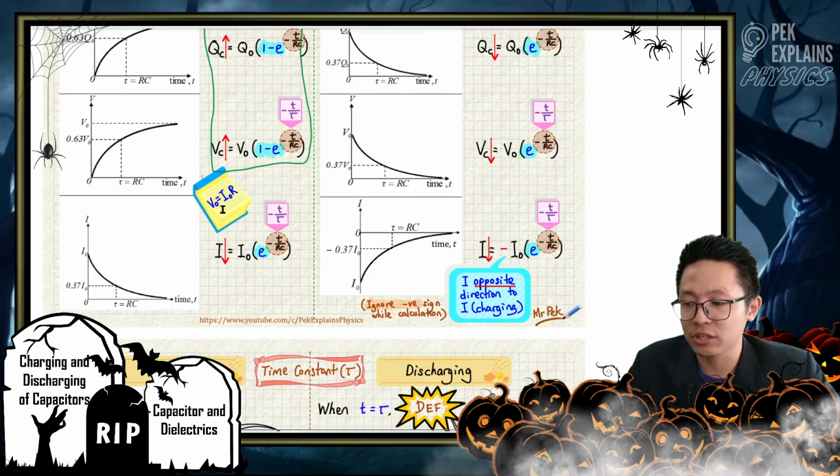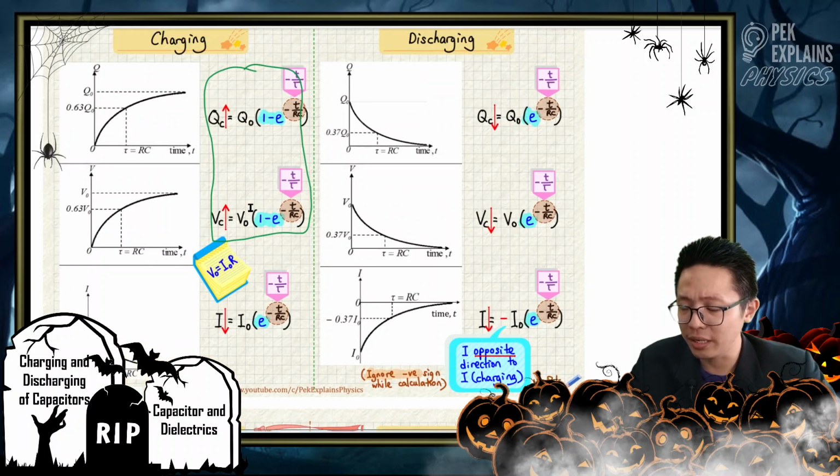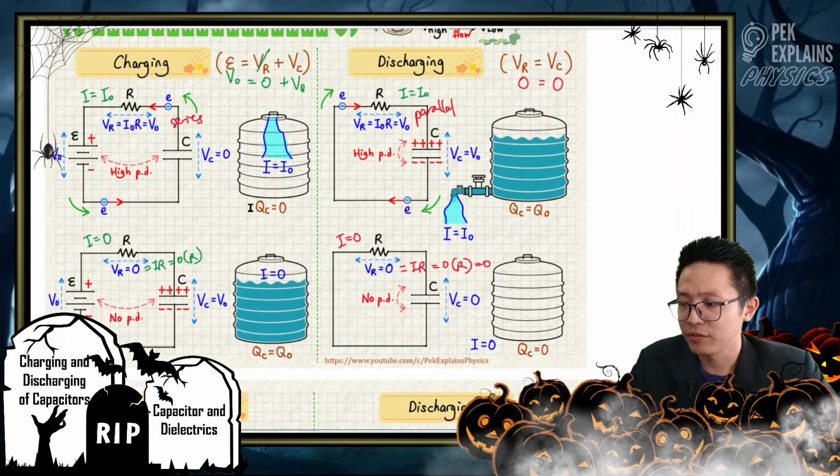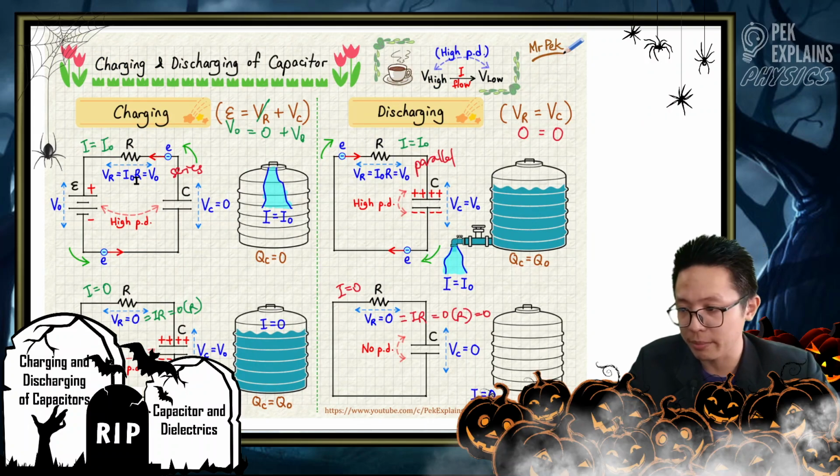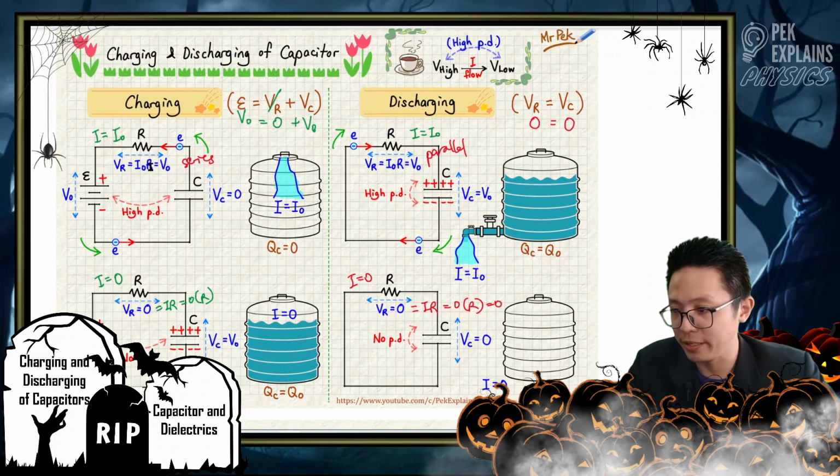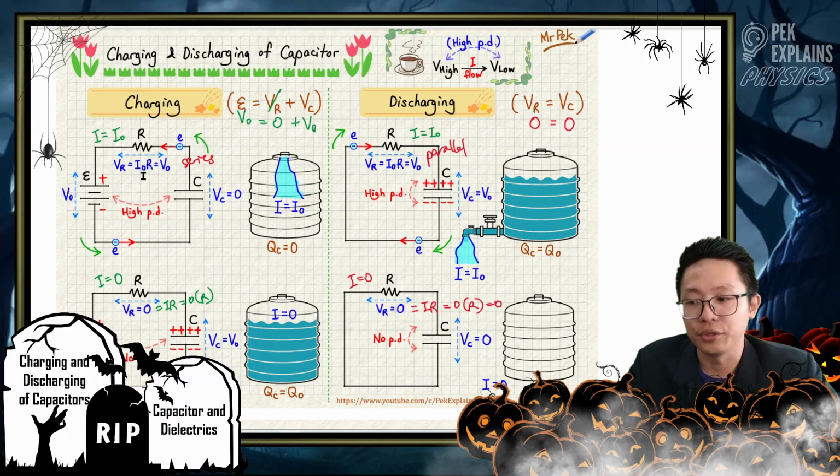V naught is actually I naught times R. You actually can see from here. Last time, if you look at my first video, I already explained how we get V naught from I naught. You use V equal to IR. The resistor here, I naught times R, we have V naught.